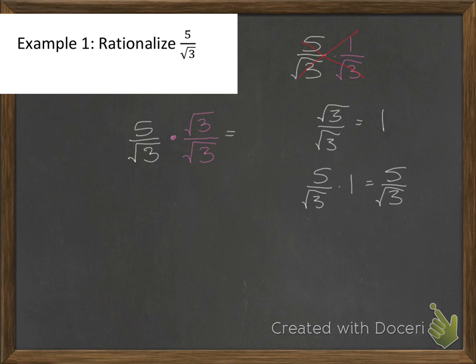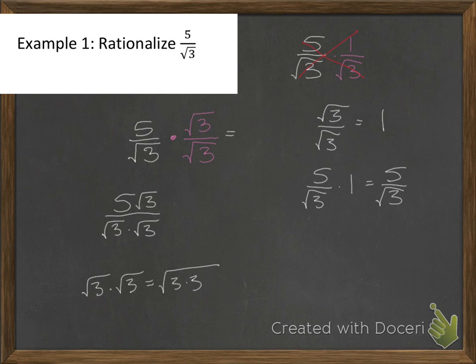Well, 5 times the square root of 3 is 5 square roots of 3. What happens when we multiply the square root of 3 by itself? Well, the square root of 3 times the square root of 3, we could rewrite it like this. It's the square root of 9, which is just 3. 3 is a rational number, right? It is by itself an integer. So our final answer is 5 square roots of 3 divided by 3. And that is how you rationalize a denominator.